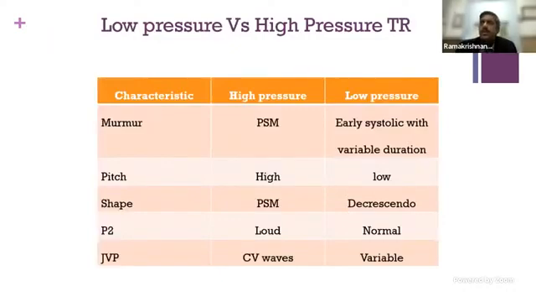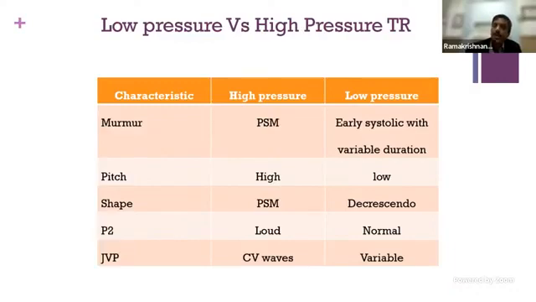Some of the related questions that can be asked: for example, if you find a patient with VSD with AR, or VSD with PR, or VSD with, say, Eisenmenger syndrome. So how do you differentiate between a low pressure TR and a high pressure TR? It is a pansystolic murmur or an early systolic murmur with variable duration. The pitch of a high pressure TR is going to be high, whereas a low pressure TR is going to be low. The shape is a classic pansystolic murmur, whereas it's an early systolic decrescendo murmur.